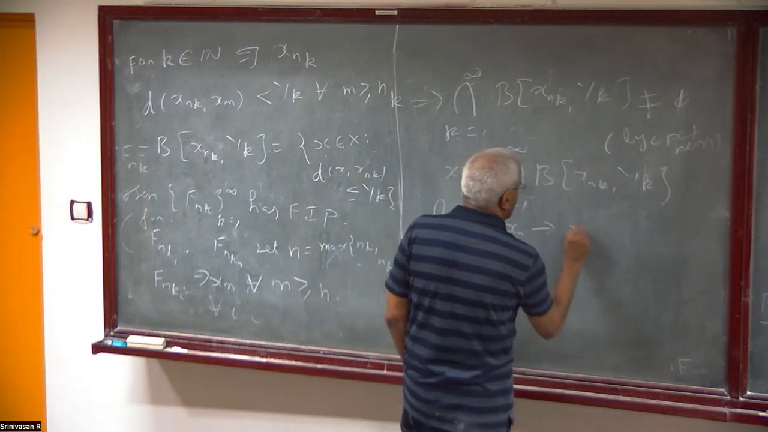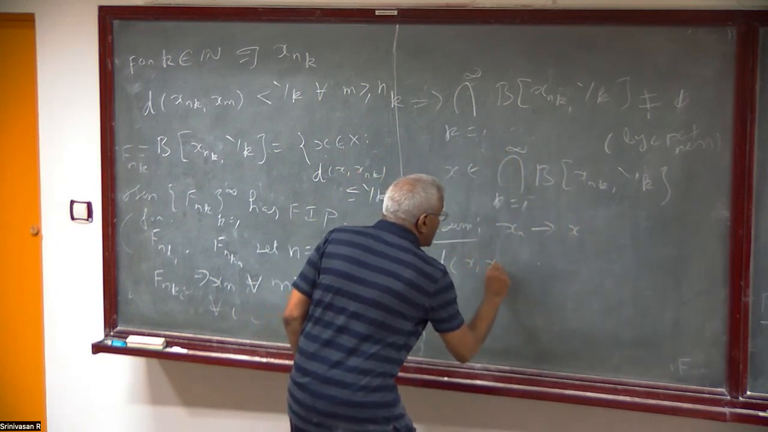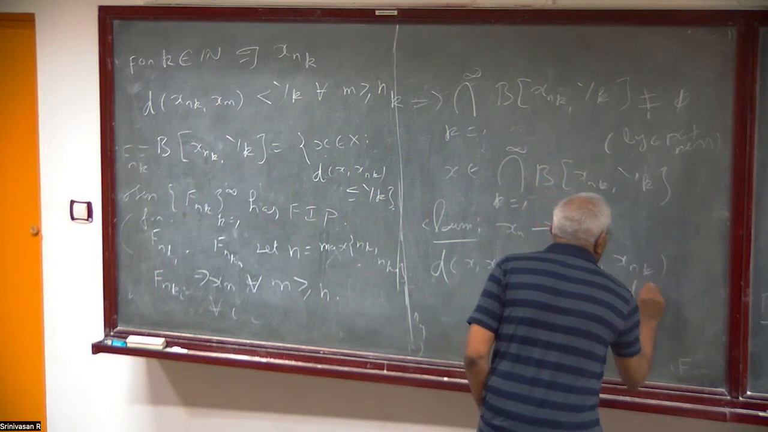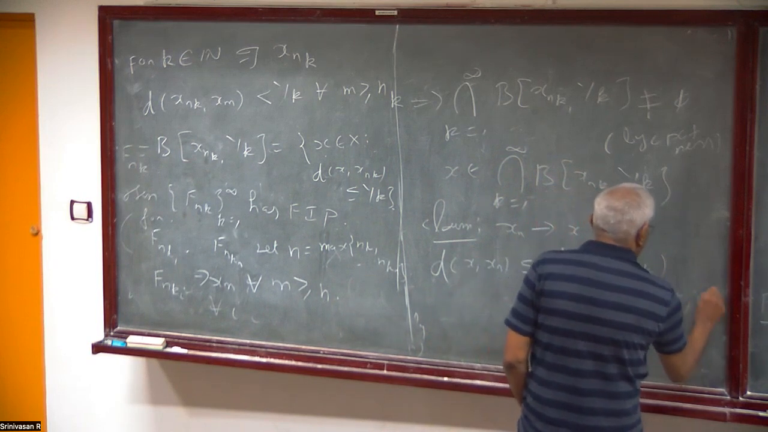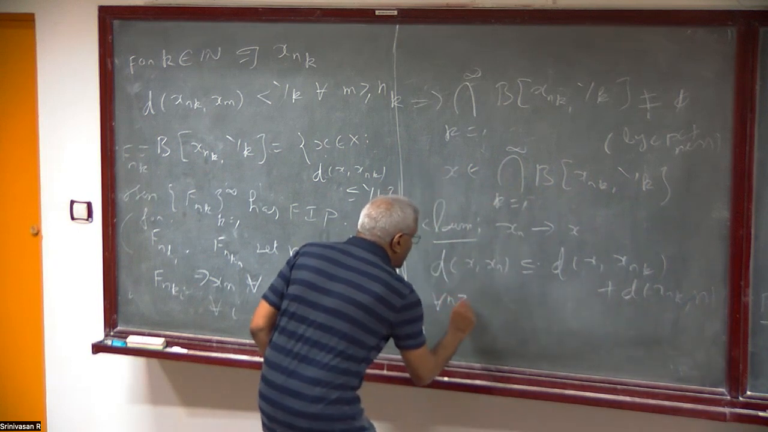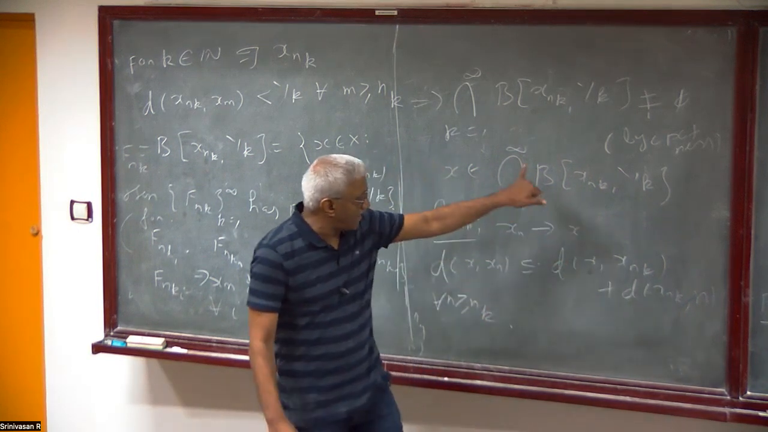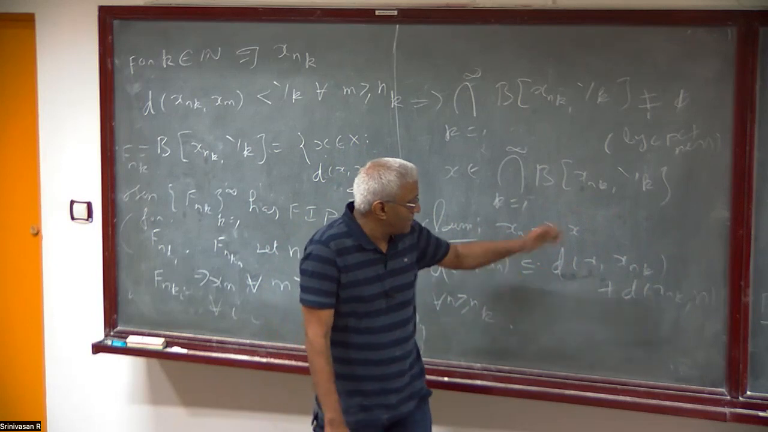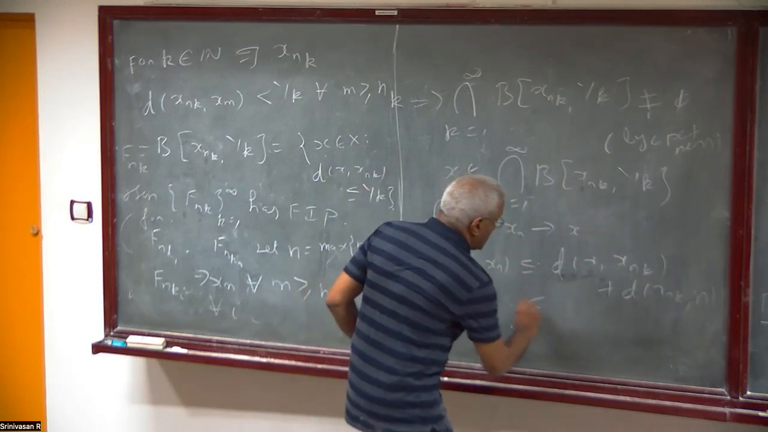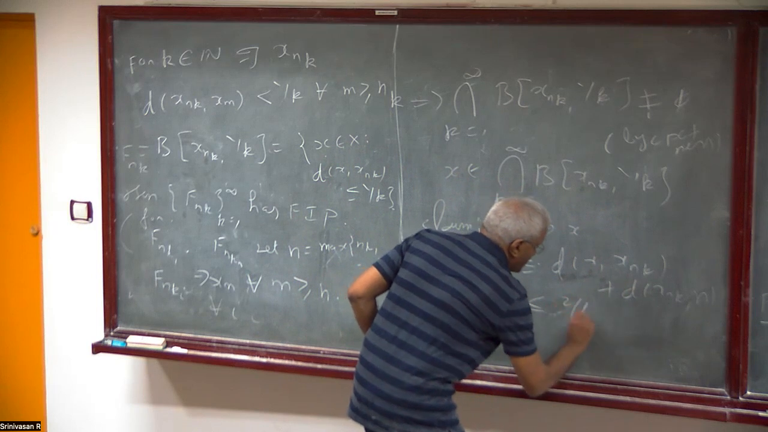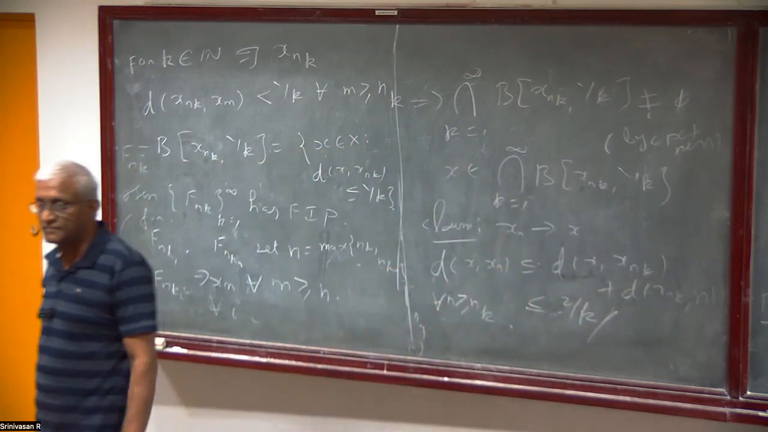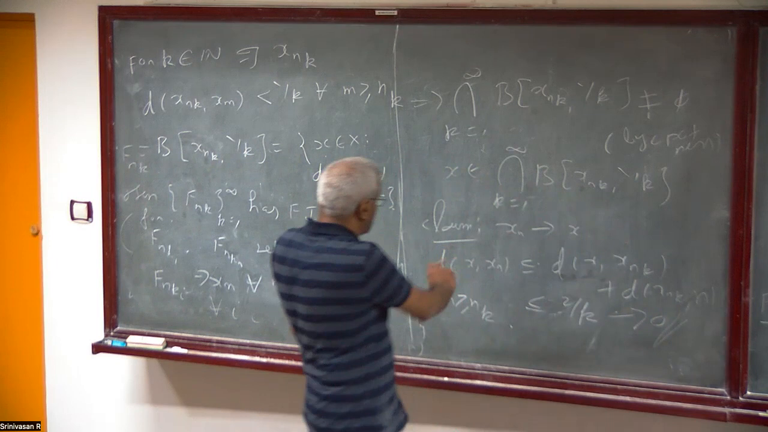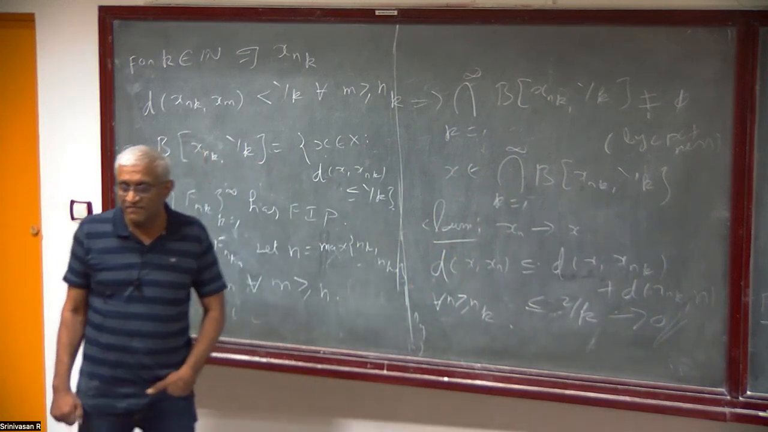x_n converges to x, but d(x, x_n) is less than or equal to d(x, x_{n_k}) plus d(x_{n_k}, x_n). So for all n greater than n_k, x is in all B(x_{n_k}, 1/k). So this will be less than 1 by k for all k. Doesn't matter, as this will be very close. So this is less than epsilon or 2 epsilon, whatever. I mean, 2 by k, which goes to 0. So this is the limit. Okay, so x_n converges to x.